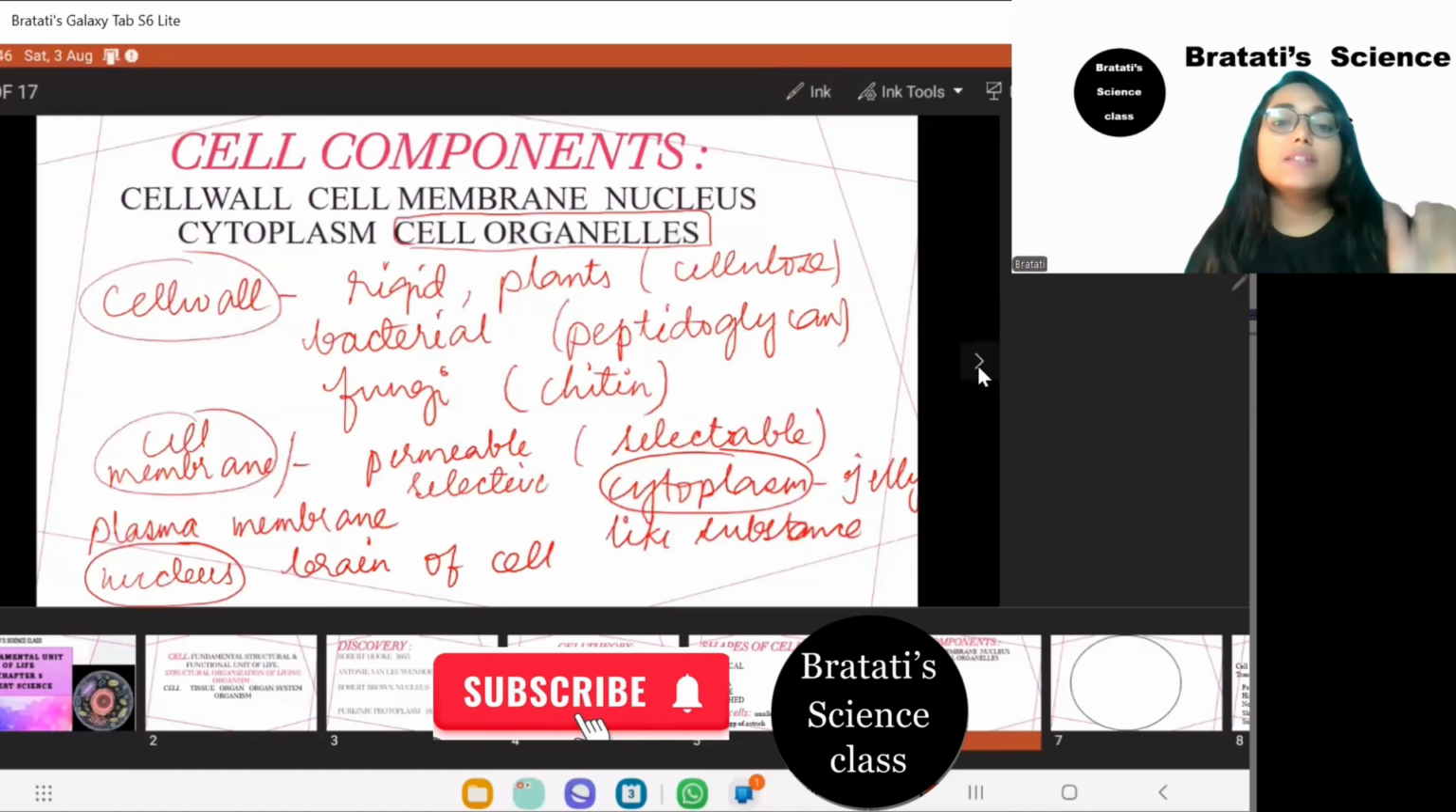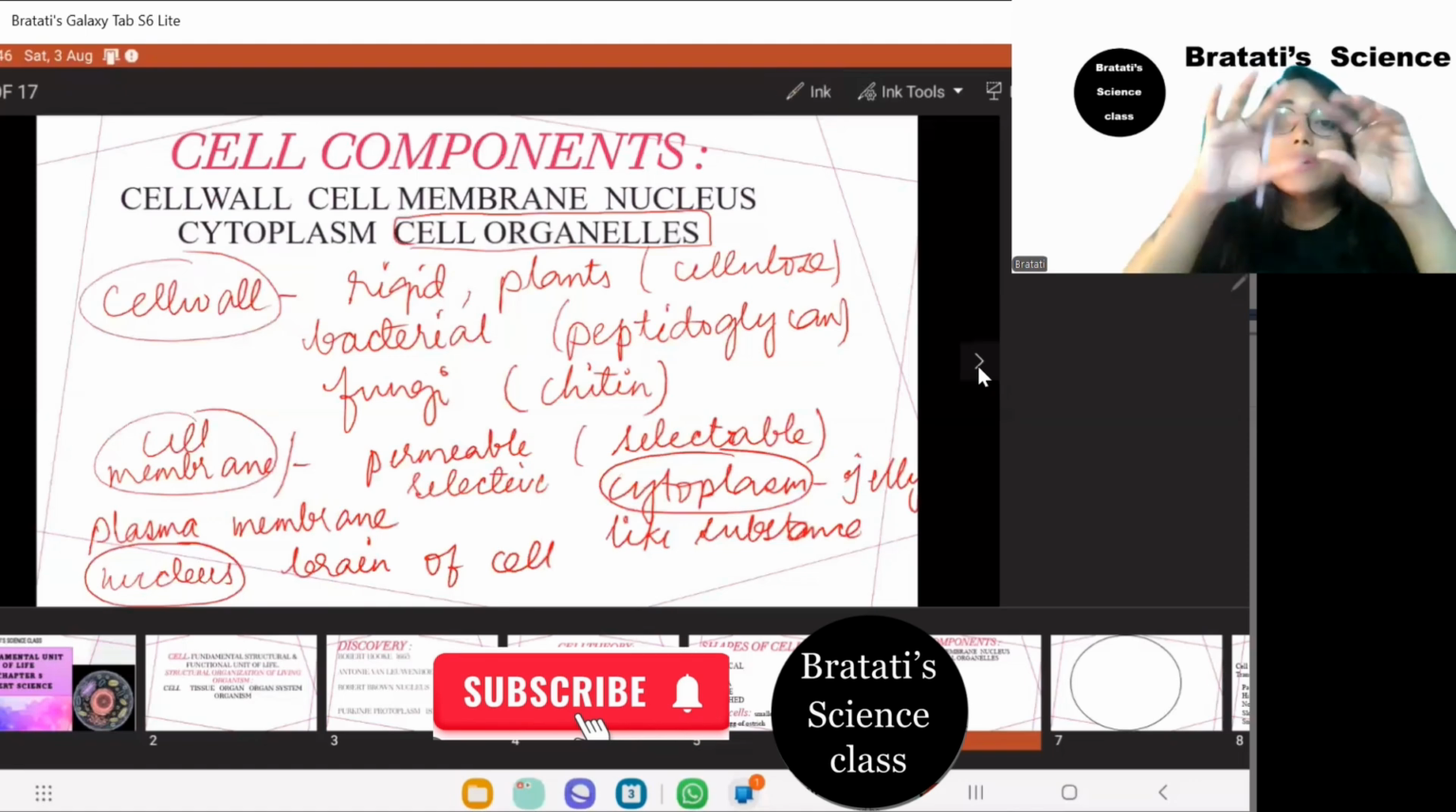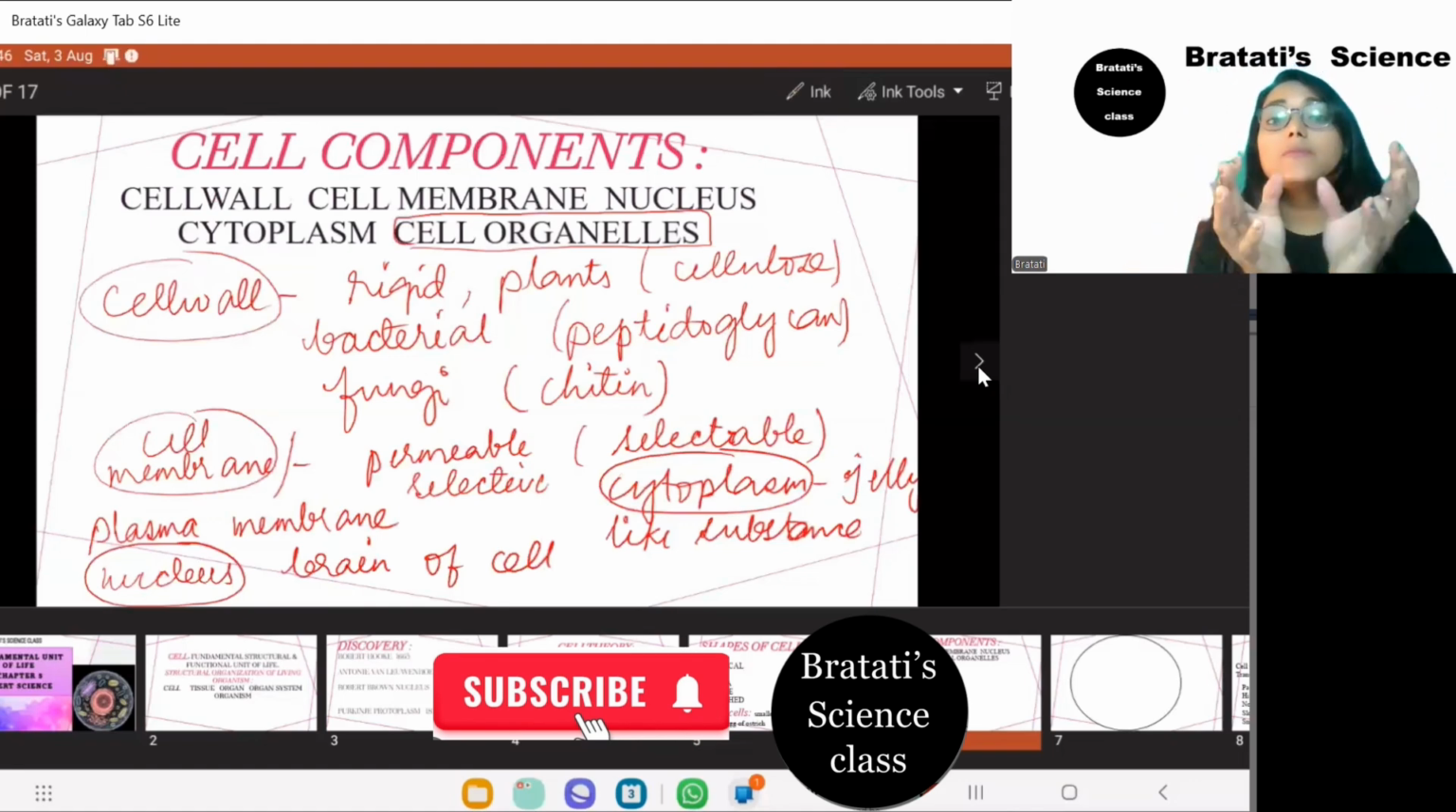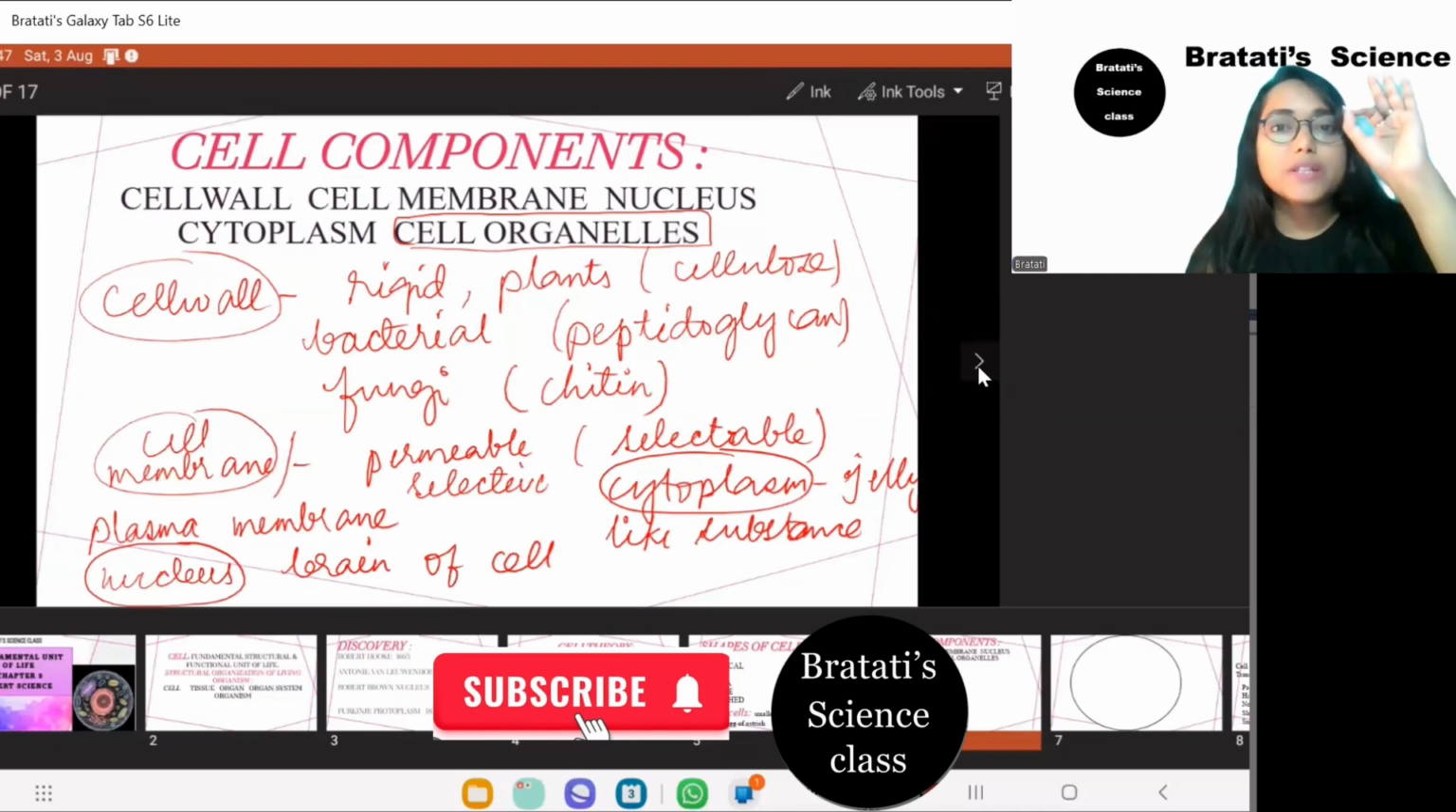Cell organelles are the different membrane-bound parts that are present in the cytoplasm. So we have discussed all the components in short. Cell wall is present only in bacterial cells, plant cells or fungi cells, but not in animal cells or eukaryotic cells. It is very rigid and dead in nature.